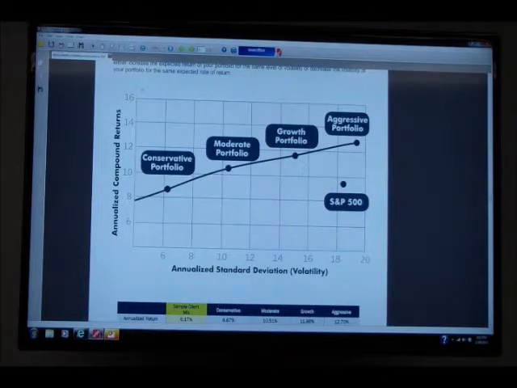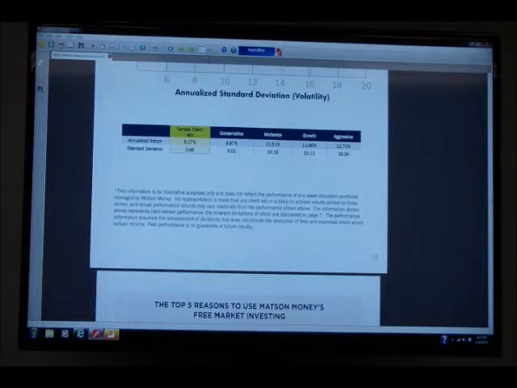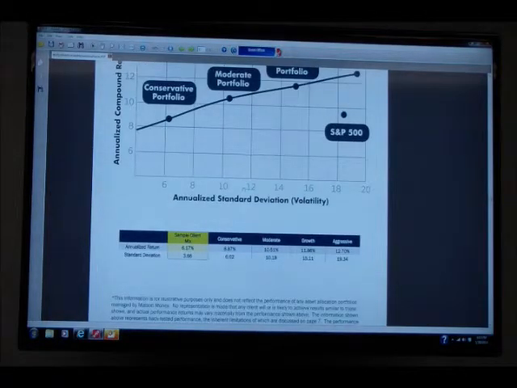So the y-axis is your compound returns. So the more risk you take in these defined models, the greater the return. But let's see where you mapped out. Okay, we're going to open up your booklet, which you can't see on this video. Okay, and we're going to look at your annualized return.